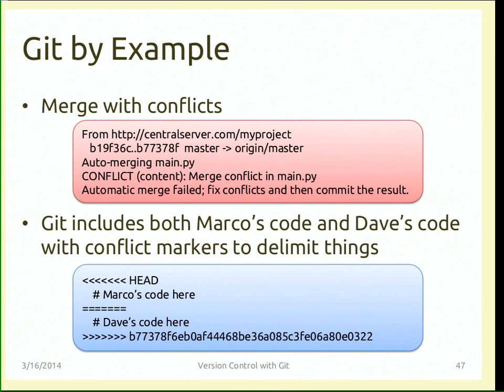When you merge automatically, you say, OK, merging, it's perfect. When the merge happens with conflicts, you see a message like this. From remote repository, commit hash code, master to origin master. Master is your local branch. Origin master is the master branch on the origin server, on the remote repository. Auto-merging main.py, CONFLICT. Merge conflict, automatic merge failed, fix conflict and then commit the result.